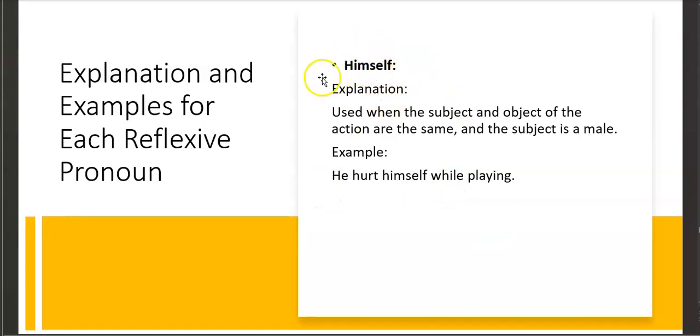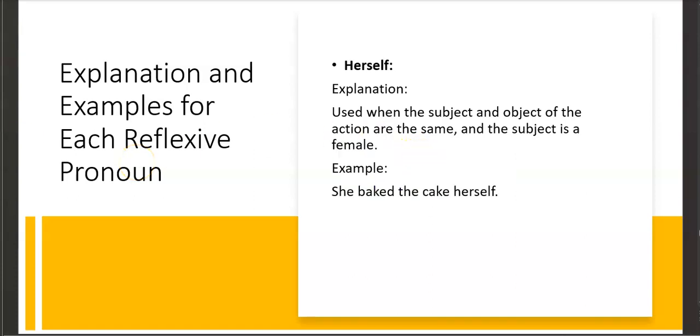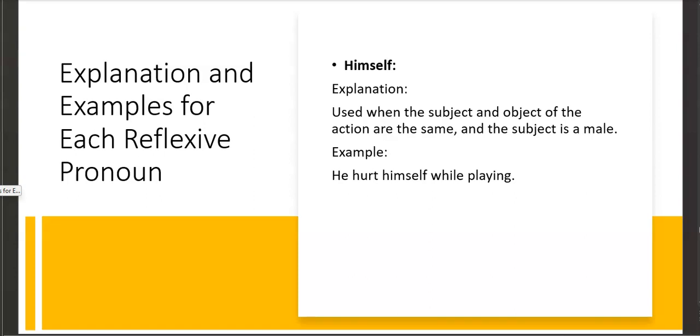Again, it's the singular form of the reflexive pronouns. Don't forget that. Okay, then we have herself. Now this is the opposite of himself. This one is used when the subject and the object of the actions are the same, and the subject is the female. She baked the cake herself. It means that no one else helped this girl bake the cake, but she baked the cake herself. Notice the difference there. So herself is used for the female, while himself is used for the male.